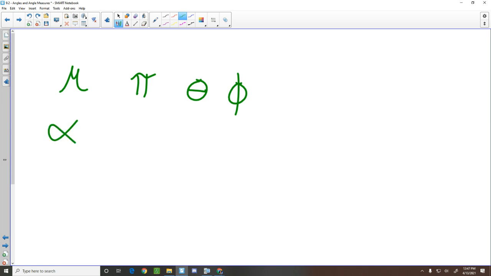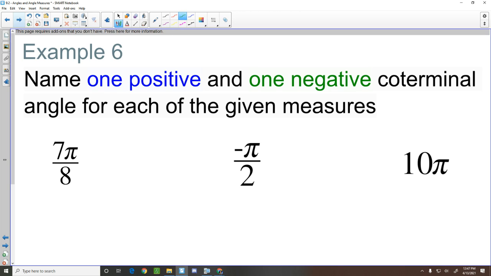That's alpha. Omega. Sigma. Any physics flashbacks, anybody right now? Love theta.